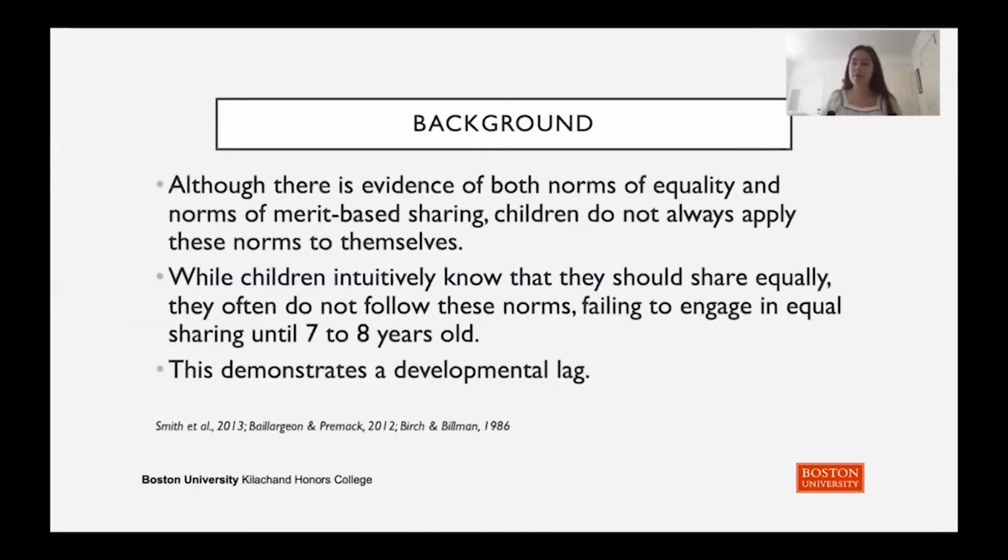While children might be strong enforcers of equality and merit-based sharing, they do not always follow these rules themselves. For example, while children intuitively know that they should share equally, what they actually do looks very different. In fact, they often fail to engage in equal sharing until about 7 to 8 years old. This gap in what children know they should do versus what they actually do presents a developmental lag that we wanted to further analyze in this study.